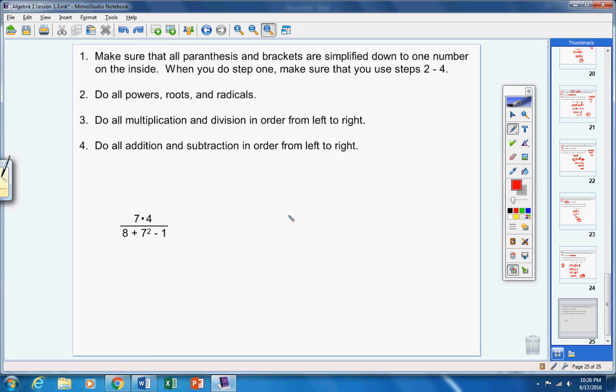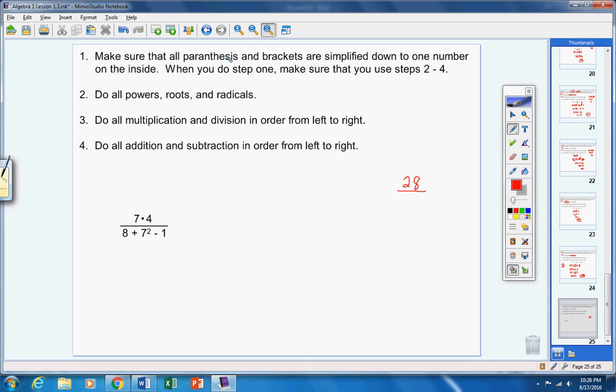Let's start with the top first of all. I'm going to put a fraction bar over here, so as we work out the top and the bottom, we'll put our numbers over here. The top is easy. 7 times 4 is 28. Now let's work on the denominator, the bottom. This is your numerator, this is your denominator.